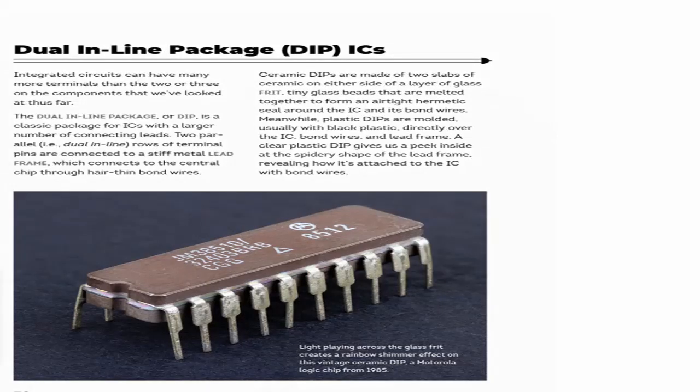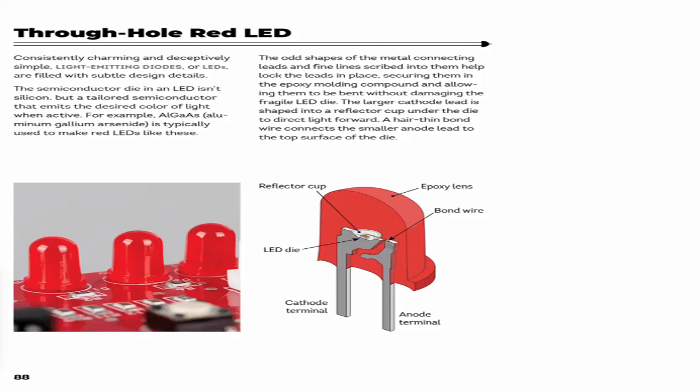Dual inline package is the next component we are going to discuss. It is a type of integrated circuit package that features two rows of pins, typically 14, 16, 18, 20, 24, 28, or 40 pins arranged in a rectangular shape. Integrated circuits can have many more terminals than the two or three on the components that we've looked at thus far. The next component we are going to discuss is a through-hole red LED.